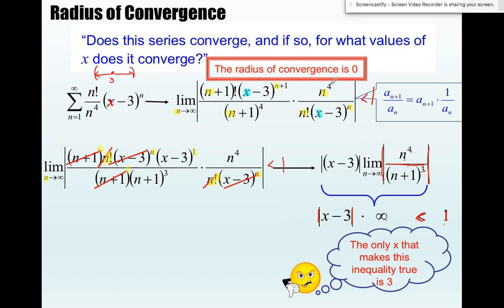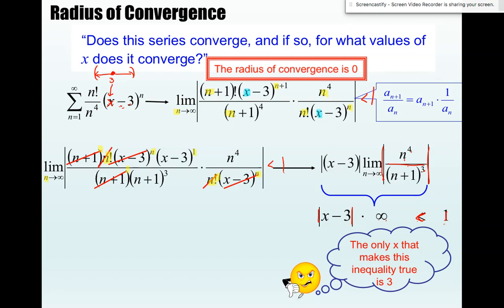The radius of convergence is 0. You can't go anywhere to the right and left. You can only use 3. And then look what happens when you use 3. 3 minus 3 is 0. 0 to I don't care is 0. 0 times this fraction is 0. That is a very boring series, right? It's just the point of tangency. It is just one point.